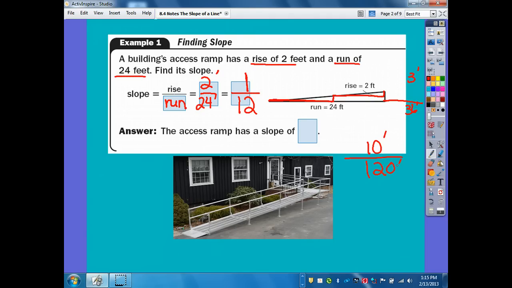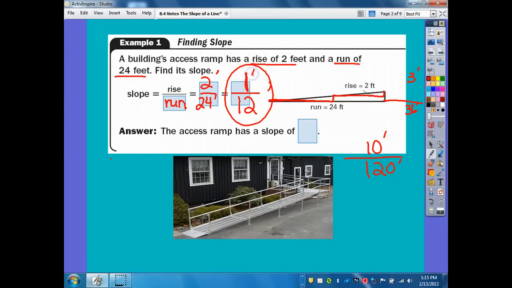Now let's look at the one they give us. What was that, the ADA? ADA, the American Disabled Association, ADA, right? Would this work for the ADA, or is this not a good example? It will work. Well, let's convert it to inches. What would it be? 24 inches. 1 inch to 12 inches.